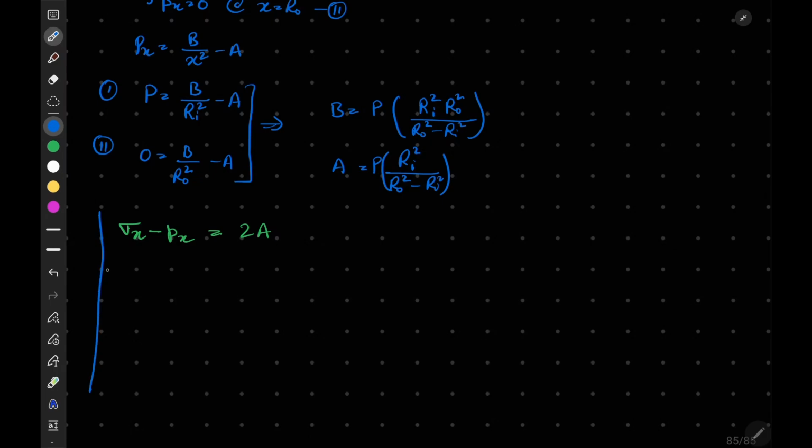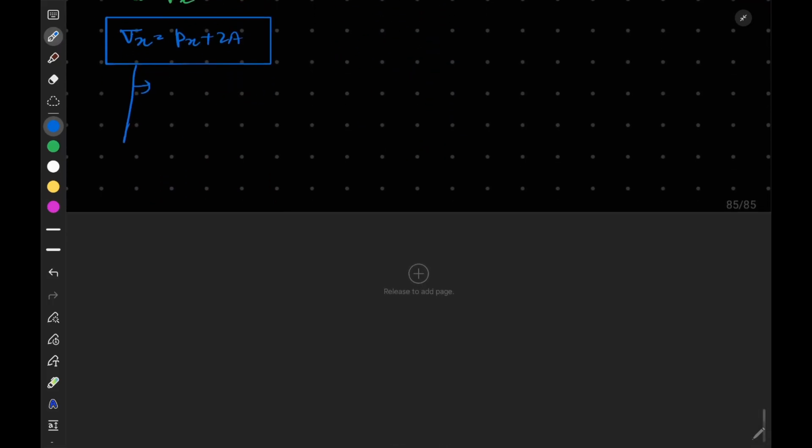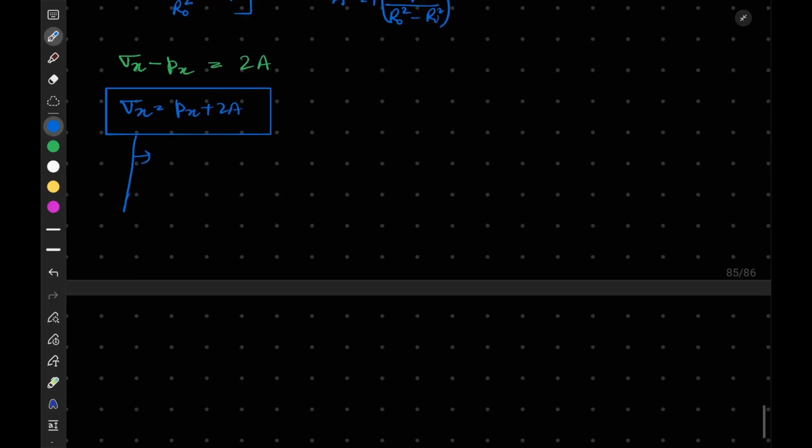From here we can write that my sigma x value is equal to px plus 2a. From here we can conclude some inferences about the hoop stress values. So we can say that sigma x at x equal to Ri, that is the inner surface, will be equal to px at the inner surface, which is equal to P, the internal pressure, plus 2a.